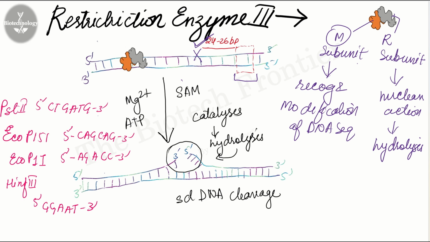These four examples of restriction enzymes recognize asymmetric sequences. So these enzymes recognize asymmetric sequences.